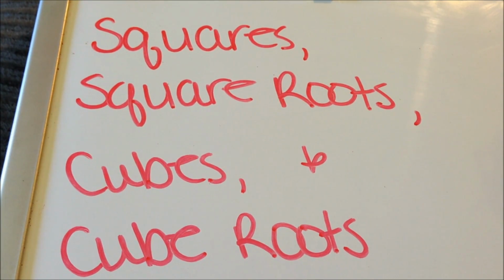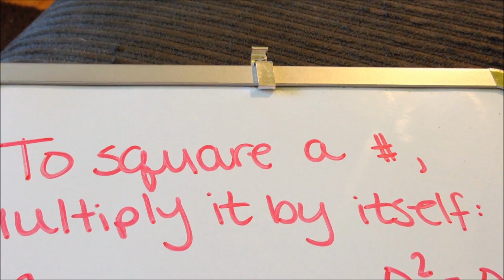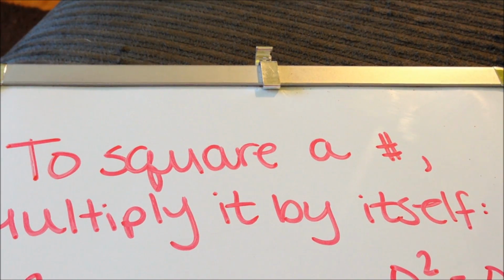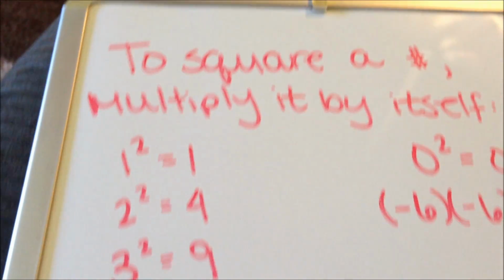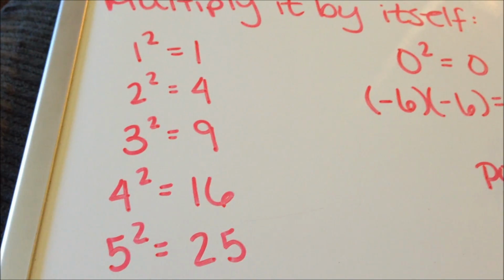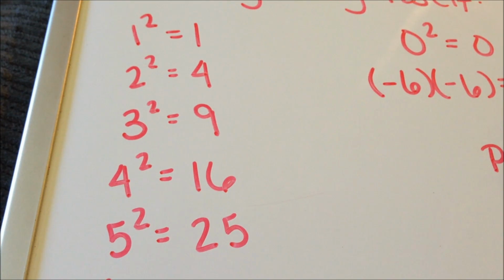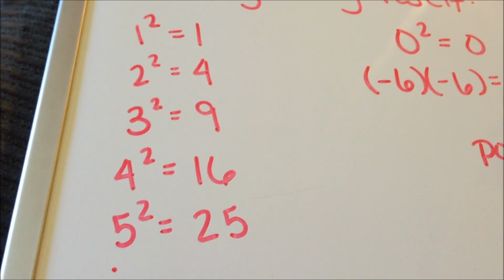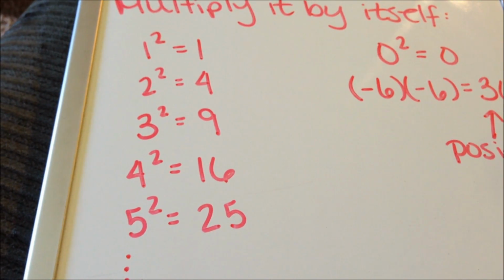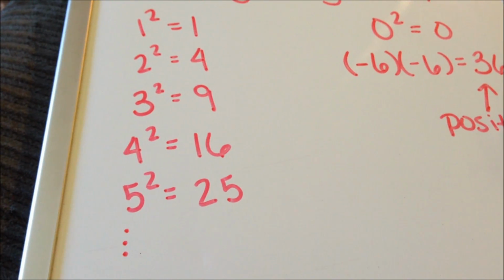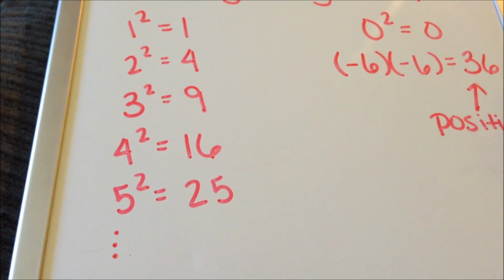Squares, square roots, cubes, and cube roots. To square a number, multiply it by itself. For example, 1 squared is 1 times 1, 2 squared is 2 times 2, 3 squared is 3 times 3, and so on. 1, 4, 9, 16, 25, etc. are known as perfect squares.